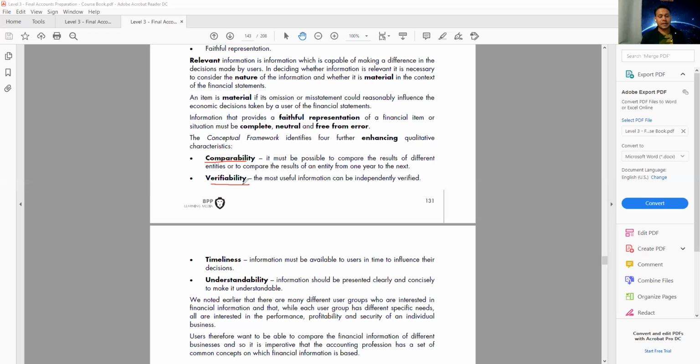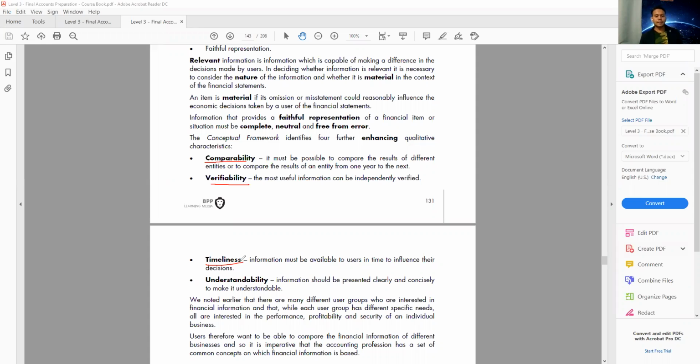Verifiability, the most useful information can be independently verified. So if you have a big figure, for example, sales or trade receivables or bad debt, you can verify it independently. It's very, very important. So if you have a doubt on any figure, you can verify it. So there should be enough breakdown for that. And the workings papers need to be available for up to 6 years in case anyone wants to see them.